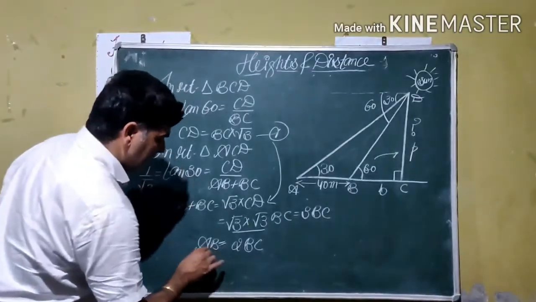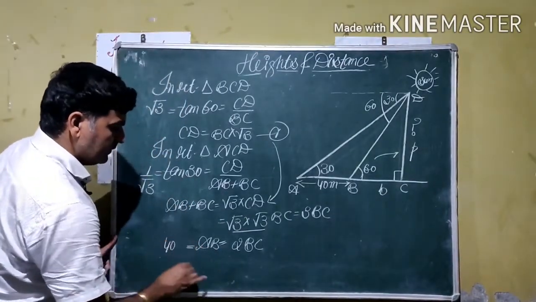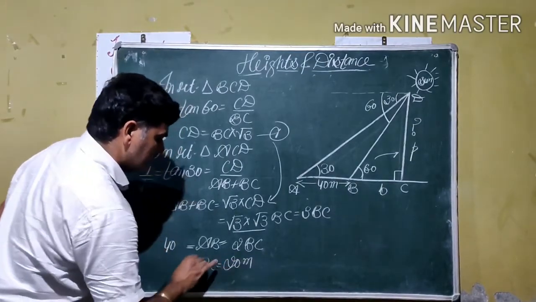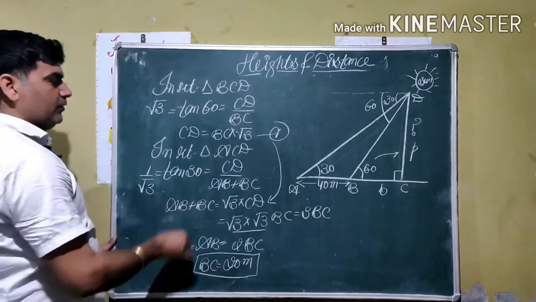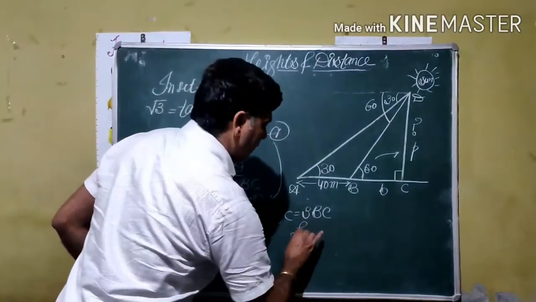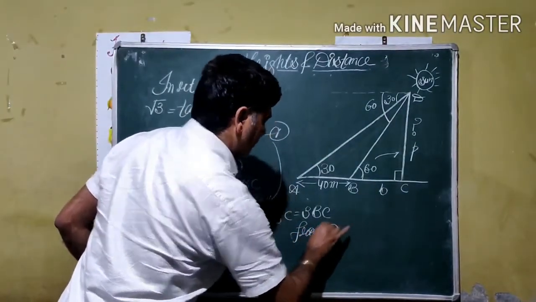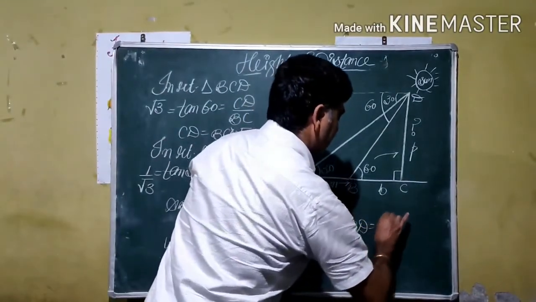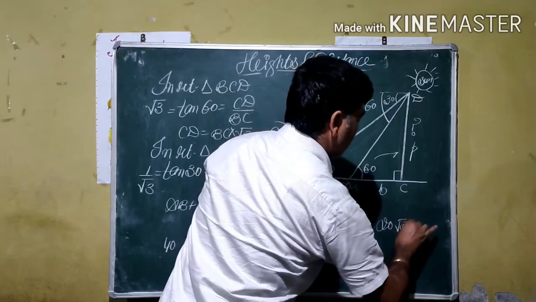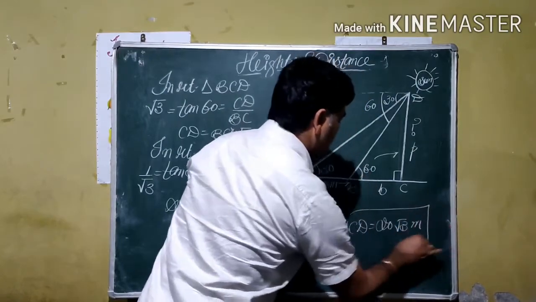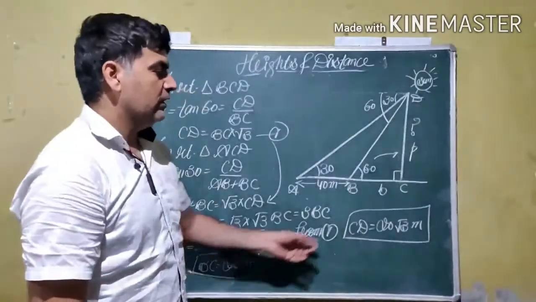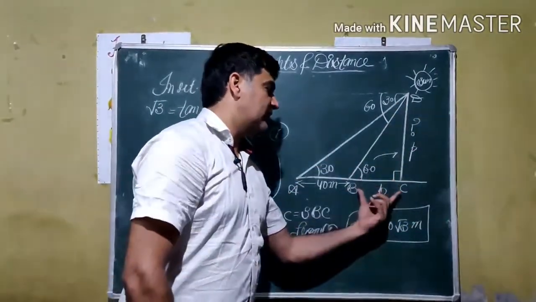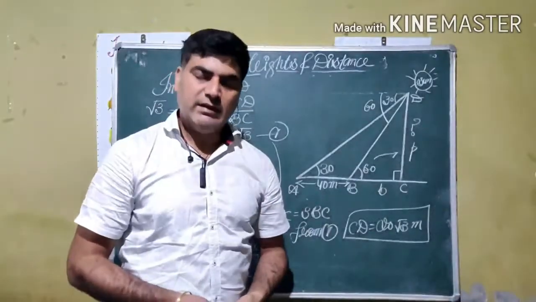So what do we get here? AB is 40 meter, so the length of BC becomes half of it, 20 meter. This is the length of the first shadow. If we use this in result 1, using BC equal to 20 here, CD becomes 20 square root 3 meter. So the height of the tower comes out as 20 times the value of square root 3 in meter, and the length of the shadow comes out as 20 meter.